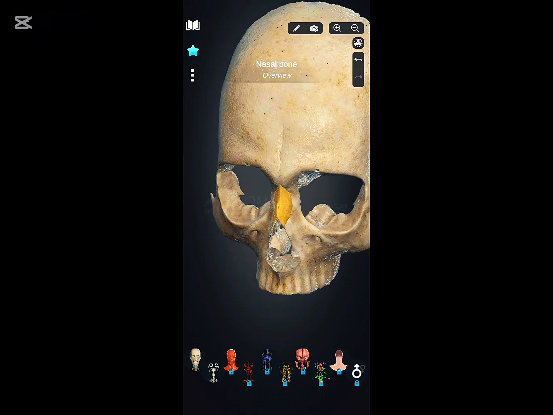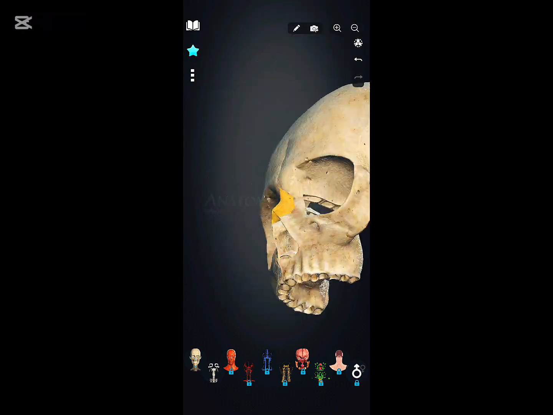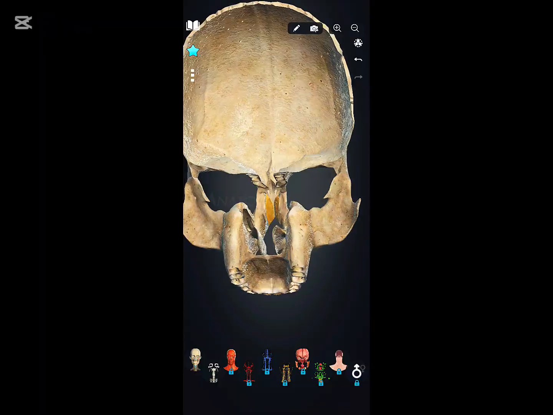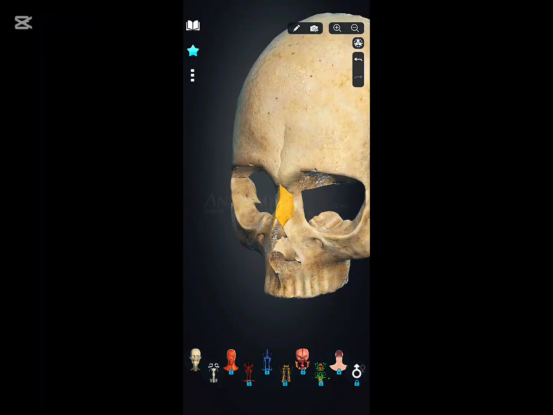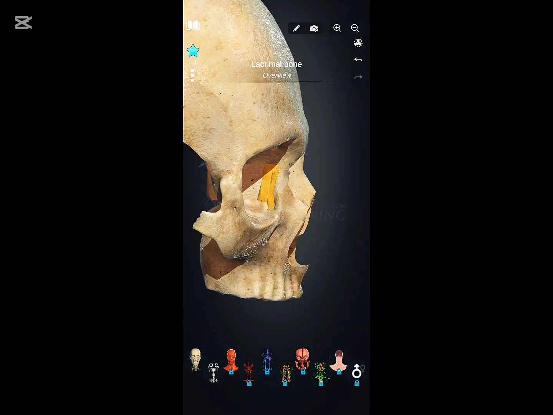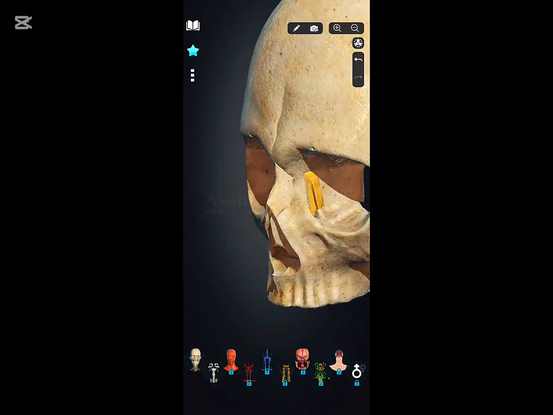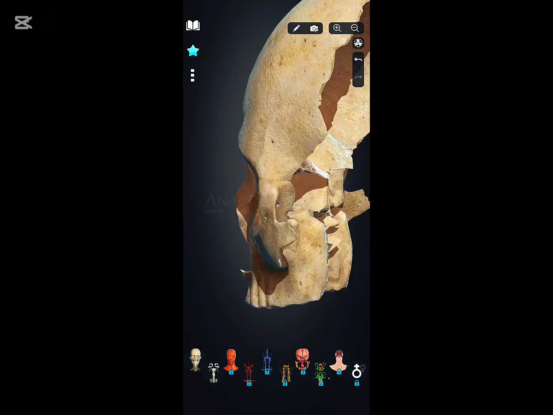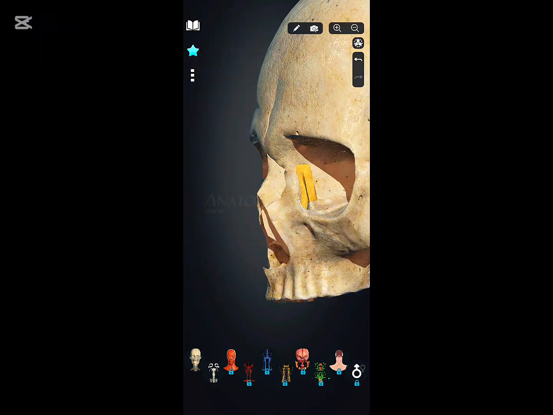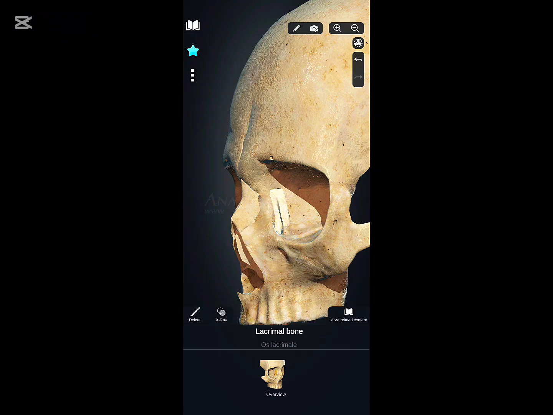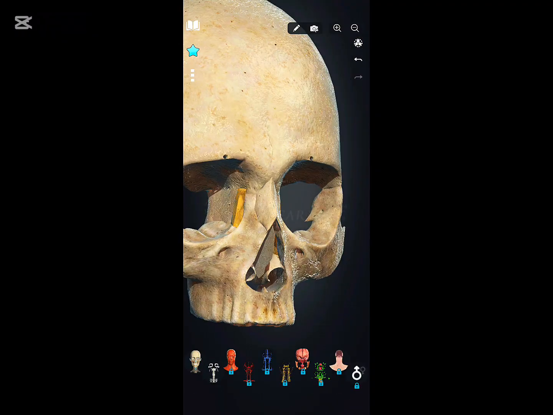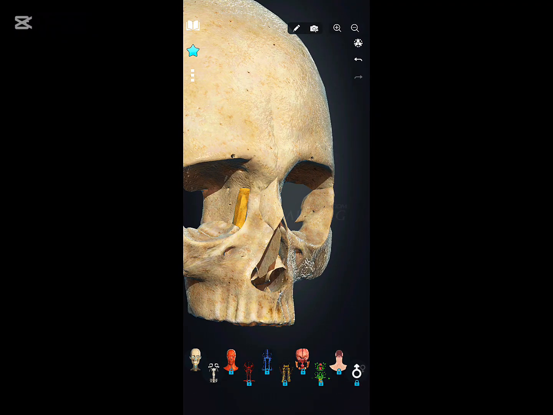6. Os nasal, nasal bone, 2 bones. Function: forms the bridge of the nose. Articulates with: posteriorly os frontale; laterally maxilla. 7. Os lacrimal, lacrimal bone, 2 bones. Function: protects the lacrimal canal. Articulates with: superiorly os frontale; laterally maxilla; posteriorly os ethmoidal.